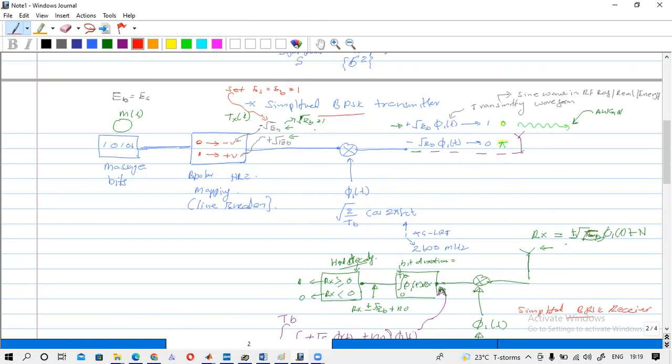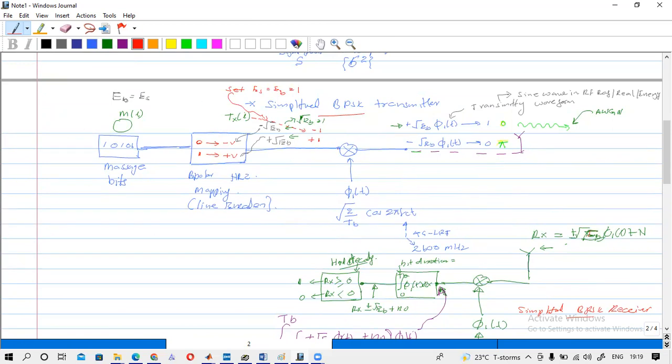So we will have here -1 or +1. This will be our transmitted signal, symbol -1 or +1. Now we will transmit it, so we will simulate this.